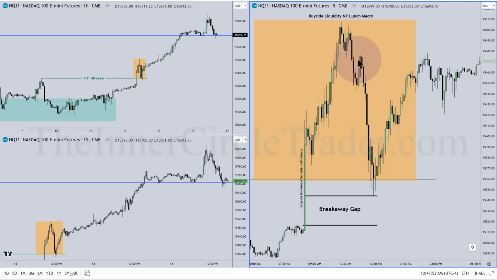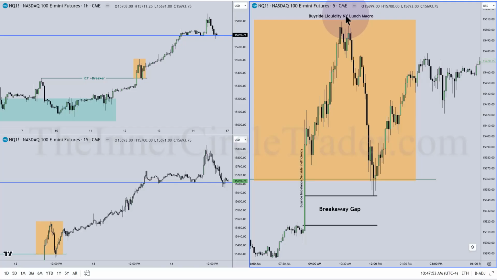So we would anticipate markets like this to reprice up into this candlestick or higher, and then reprice lower. Why? What time of day is it? New York lunch macro. So above this high, we have buy side liquidity, and it's entering a time of day where the lunch macro, which is going to do what? It's going to run for liquidity.